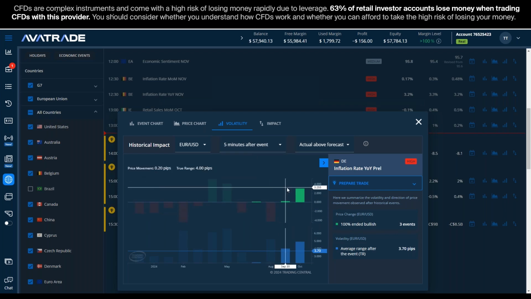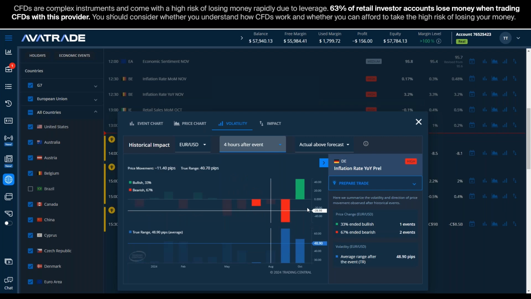There was a false move on 2 out of 3. So that's important information to understand, that each time in the past when this came in above forecast, there actually was a false move in the first 5 minutes. And then after 4 hours, 2 of them went down. Only 1 continued up. So you could have had a short stop loss, lost on 1, and had 2 nice profits. Okay? What if this comes in below forecast?